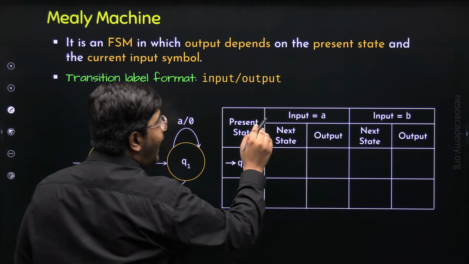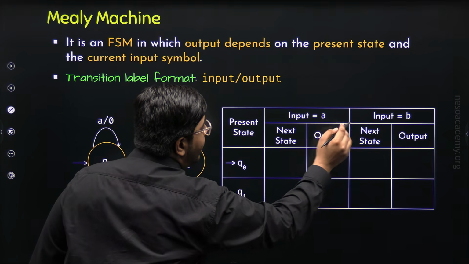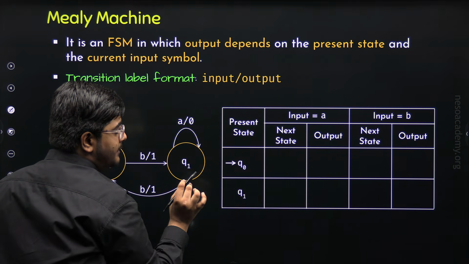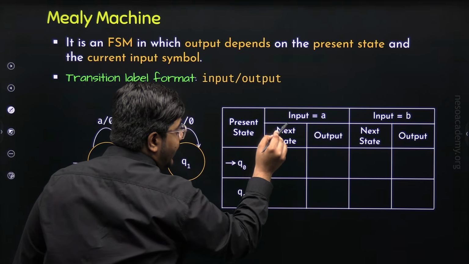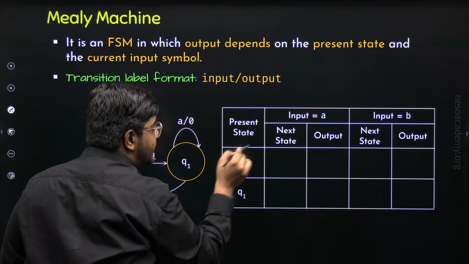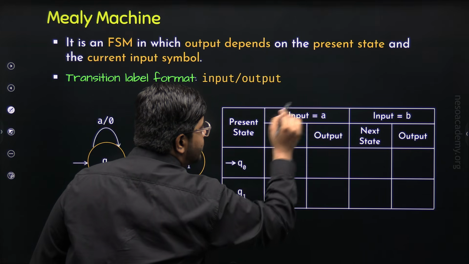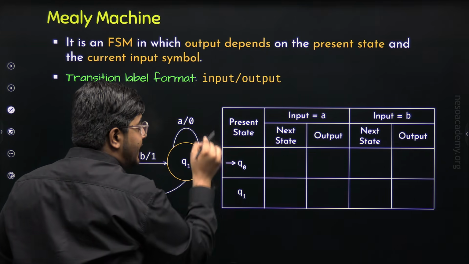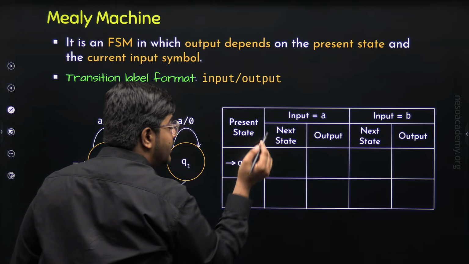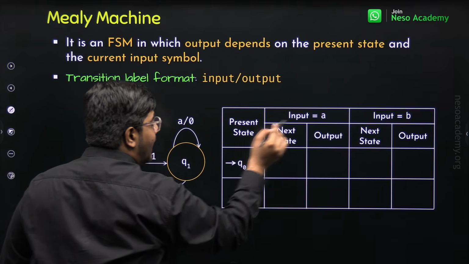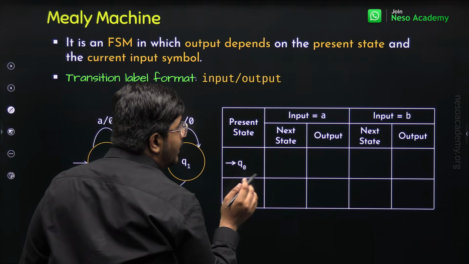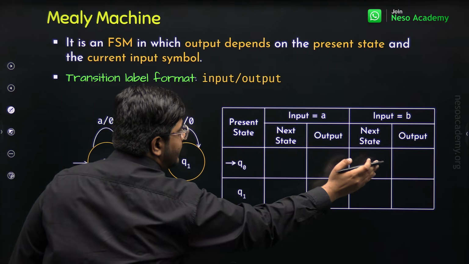Now, we have two columns for input symbol A and input symbol B. And as I have just explained you, the next state and the output is dependent on the present state and the input symbol. So, the present state and the input symbol will determine the next state. Similarly, the present state and the input symbol will also determine the output symbol. Now we have to fill these cells.